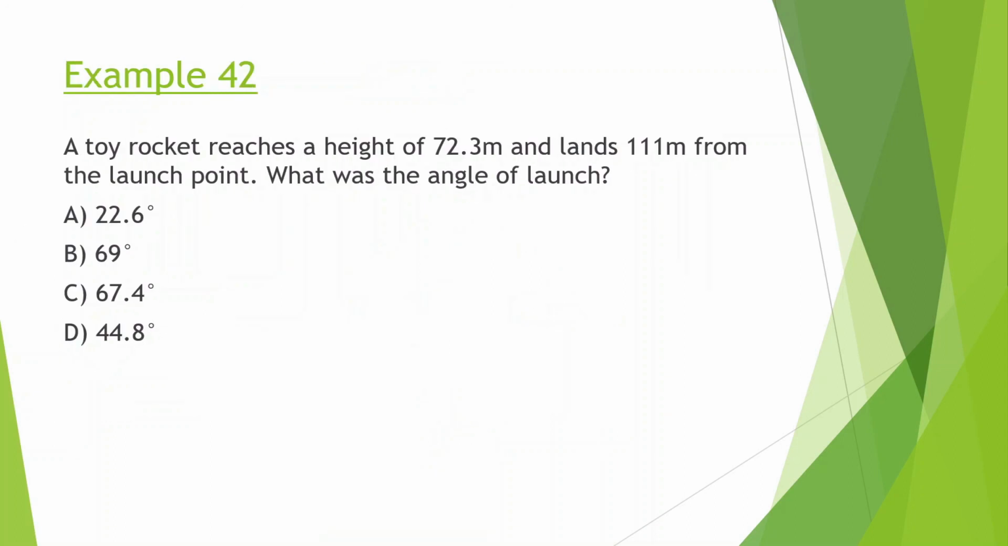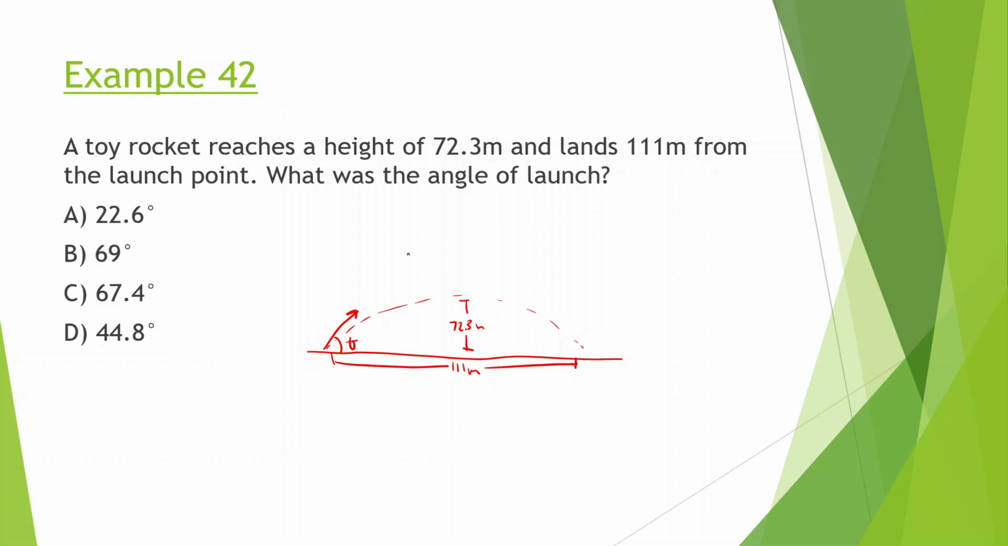All right. Example 42. A toy rocket reaches a height of 72.3 meters and lands 111 meters from the launch point. What was the angle of launch? Okay, very good. So we have this toy thing. We see that it reaches a height of 72.3, okay? And then it also goes 111 meters from where it was launched. So we want to find what this angle here is.